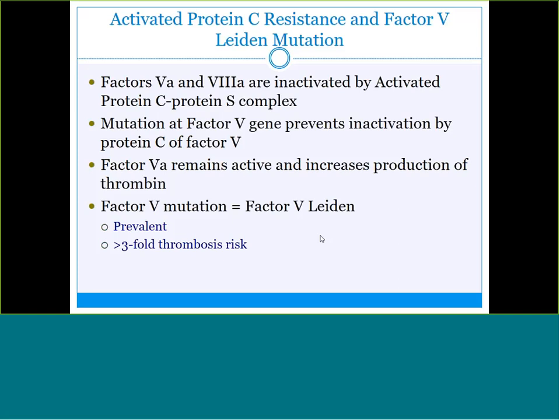So the whole premise of this PowerPoint, again, is clotting. So factor V Leiden mutation results in clotting because it doesn't get turned off by protein C. And so it lets the coag pathway keep going as well. So we have just named that mutation that occurs factor V Leiden as a result.